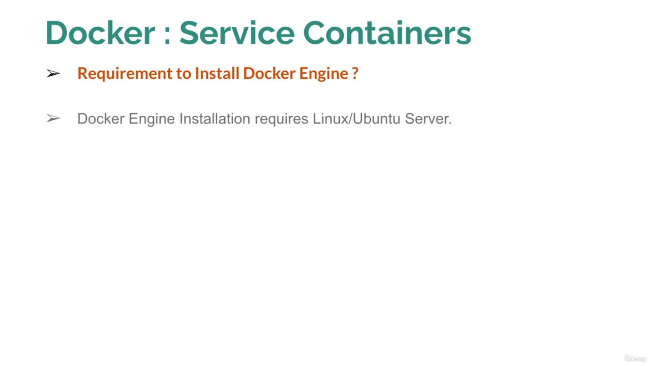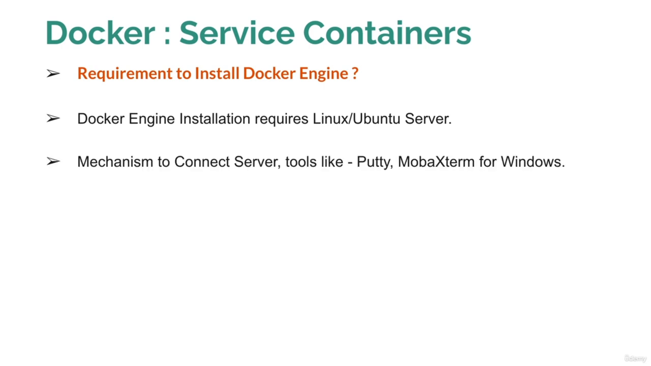So the very first requirement is that Docker Engine installation only requires Linux or Ubuntu based servers. You cannot install the Docker Engine on a Windows machine. Docker Engine natively supports only Linux and Ubuntu servers. And this is a library. So you need to install the Docker Engine library on the Linux or Ubuntu servers.